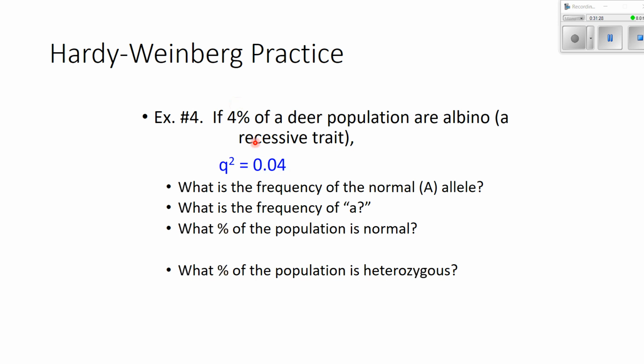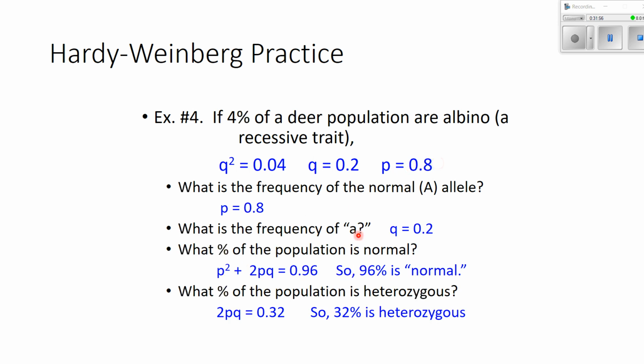Now be careful, it's not 0.4. It's not 0.4, that'd be 40%. It's 4%, so that's 0.04. Okay, if I want to know what Q is, just take the square root of that. Square root of 0.04 is 0.2. Okay, 1 minus that is 0.8. Now I'm home free. Frequency of the big A allele, I already calculated that, it's 0.8. Frequency of the recessive, we already calculated that. Right there, it's 0.2.